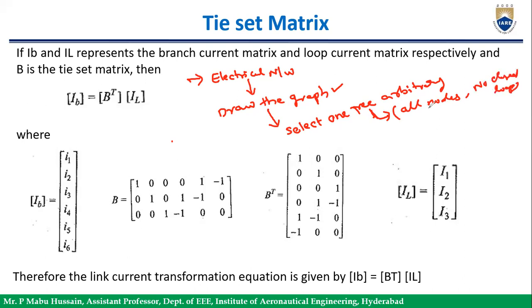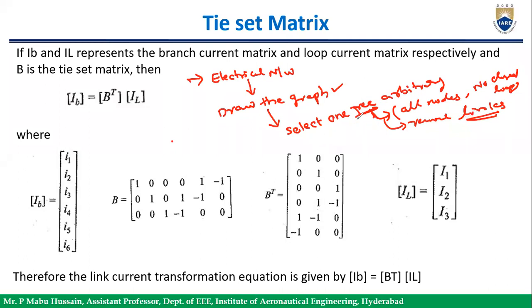Okay, so you have to select some branches in the tree. With some branches and all nodes, you form one tree, which has no closed loop. Now the removed elements are called the links. Now, however many links you have, that many Tieset loops, or fundamental loops, will be there.